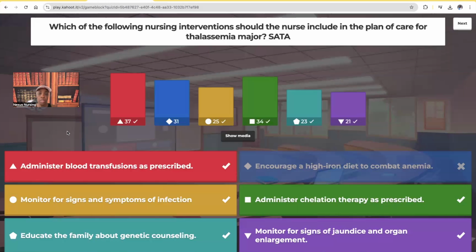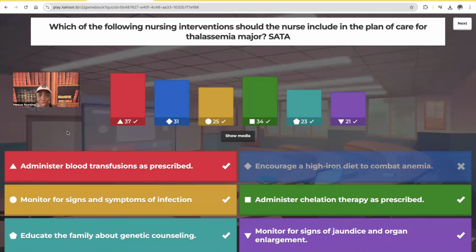Okay? So no on high iron diet. How about monitor for signs and symptoms of infection? Absolutely. Why? Any patient that's anemic, we're going to be concerned about them getting sick, especially thalassemia major. Thalassemia major, we're concerned about all of that iron getting into the patient's organs. That patient's going to be immunocompromised.